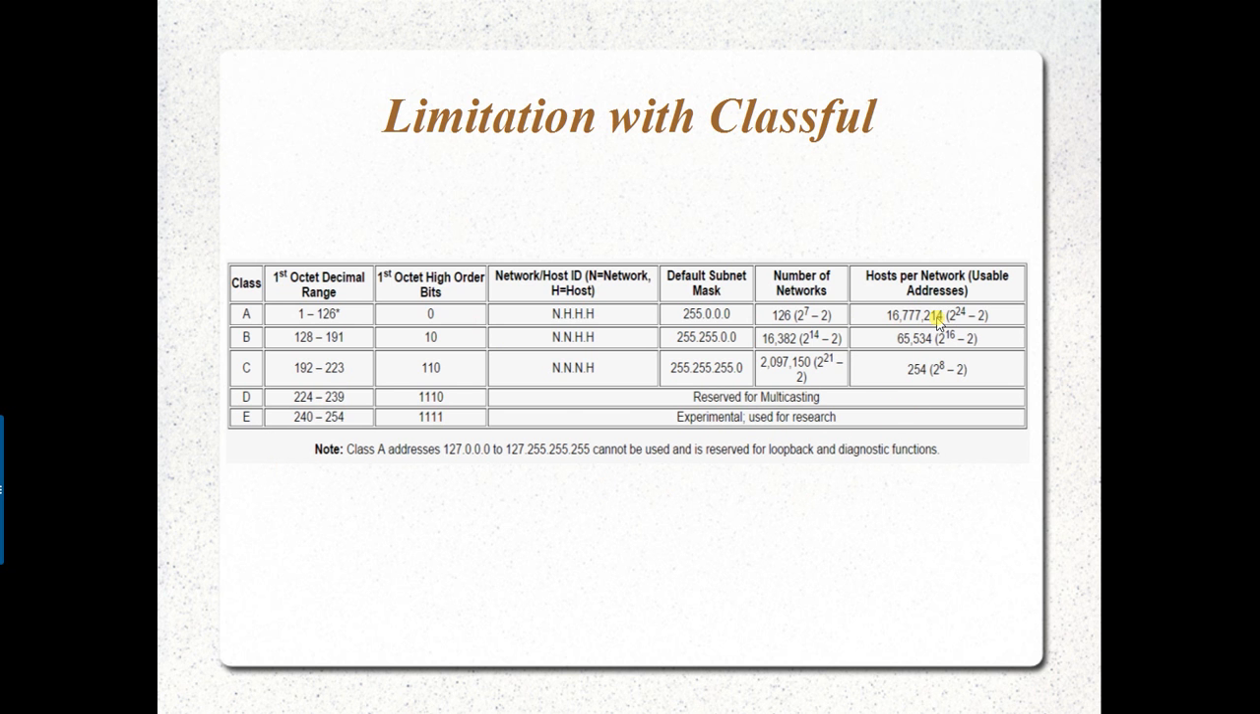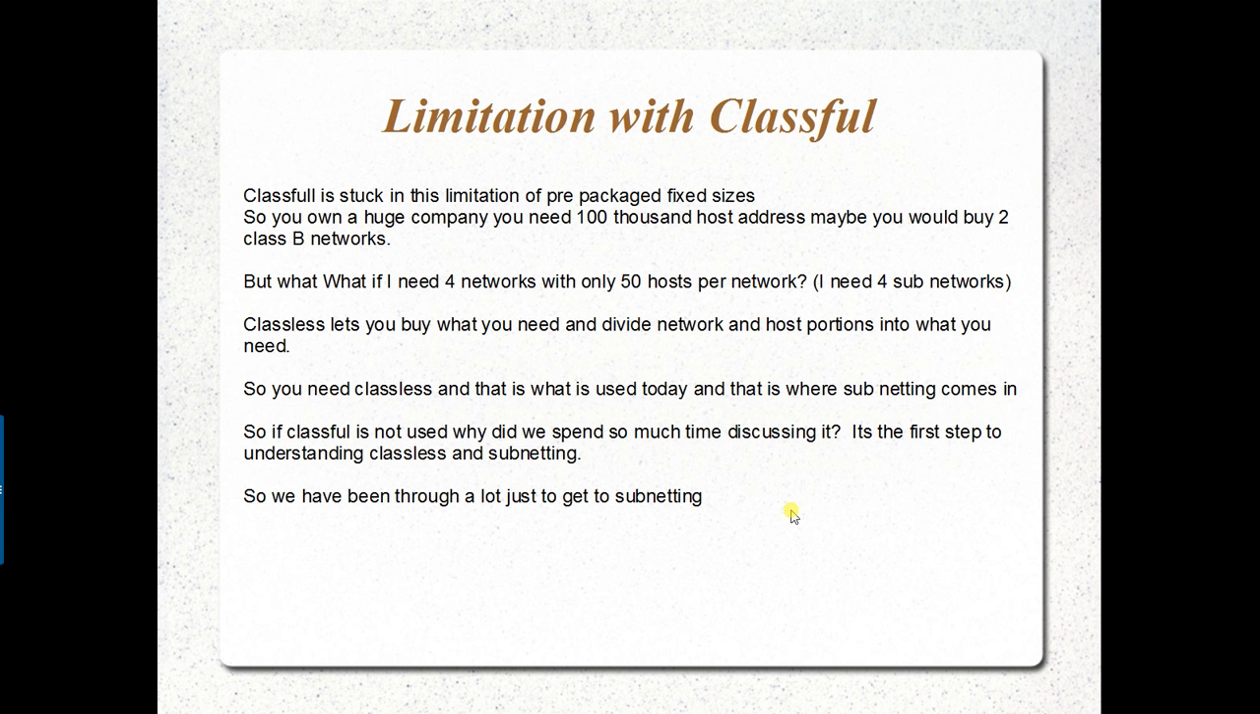You can read that table and see, but the problem here is that you can only buy these IP address ranges, or these networks, in these blocks, A, B, or C, when it's classful. And not only will you not be able to get exactly what you need, there's a lot of IP addresses that go to waste. So what they came up with was classless IP addressing, and that's what we're going to be talking about in the future.